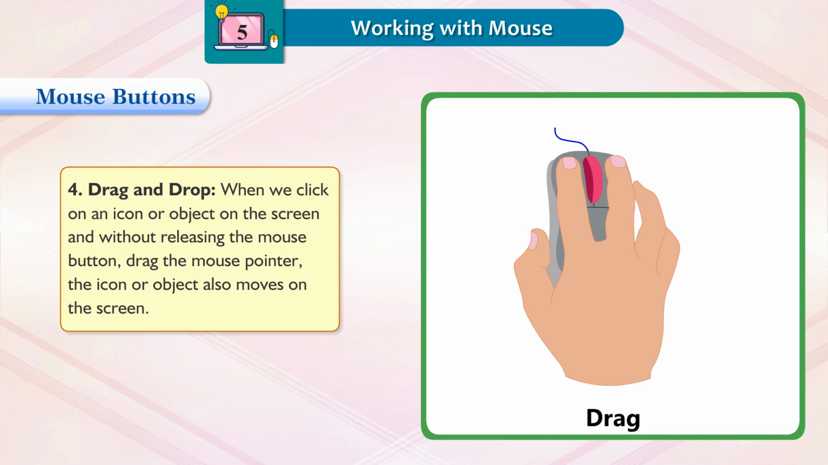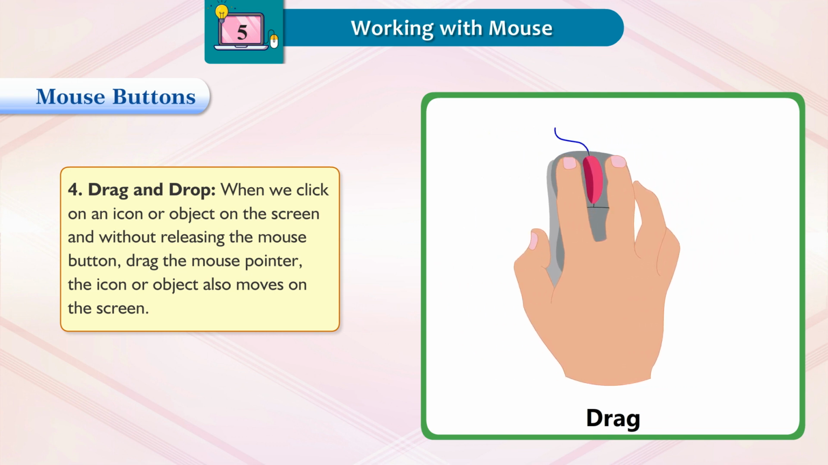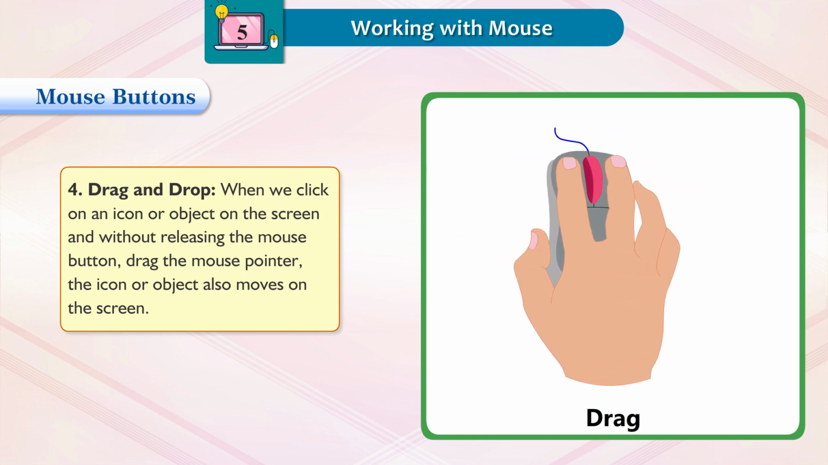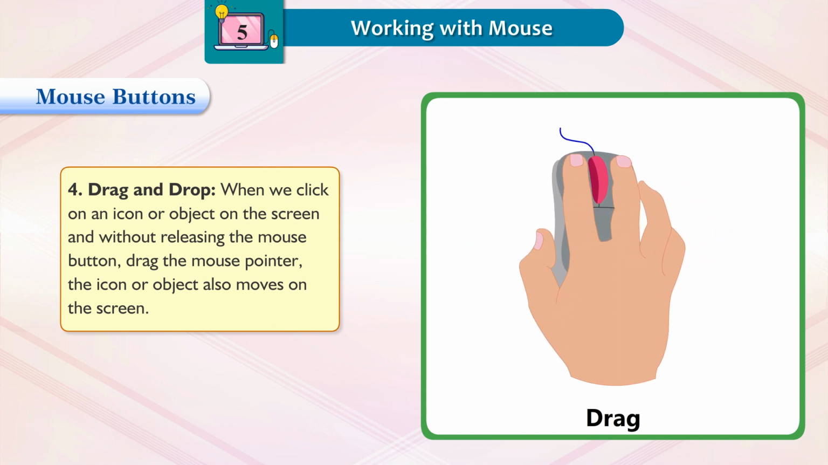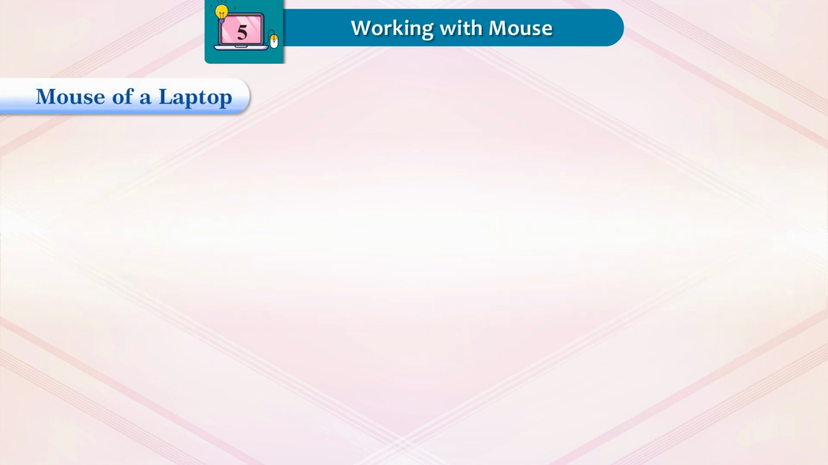4. Drag and drop. When we click on an icon or object on the screen and without releasing the mouse button, drag the mouse pointer, the icon or object also moves on the screen. We can drag the mouse pointer to the position on the screen where we want to place the icon or object and then release the mouse button. It is used to move and resize the objects on the screen.